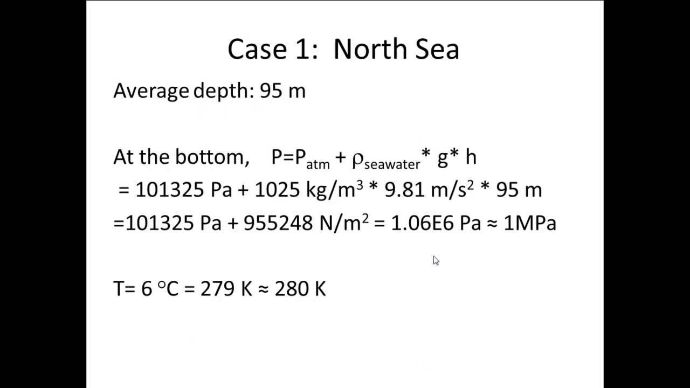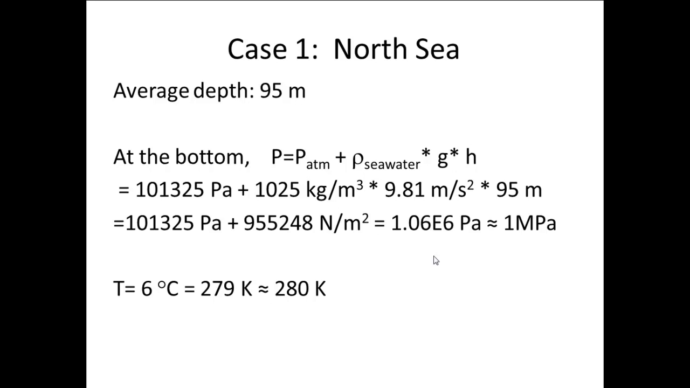I'm going to do all these calculations at two different locations. The first one is the bottom of the North Sea, which is relatively shallow. Its average depth is 95 meters. I can estimate the pressure at the bottom of the North Sea by starting with the atmospheric pressure, that's the pressure at the top of the water, and then adding the pressure difference due to the weight of the column of water, which is rho g h.